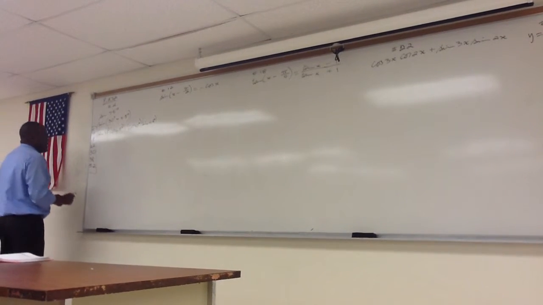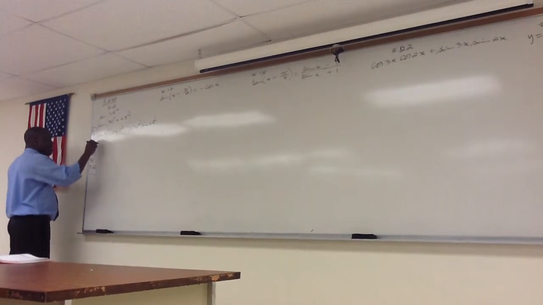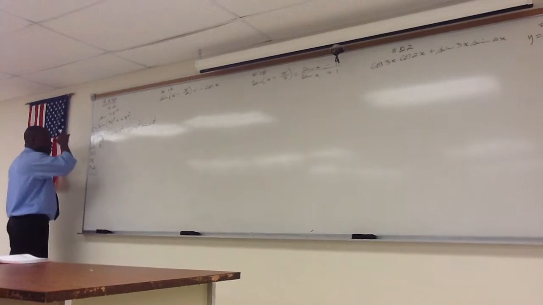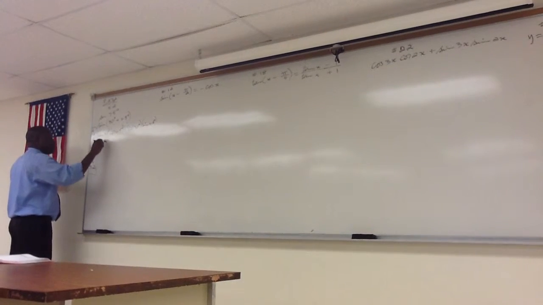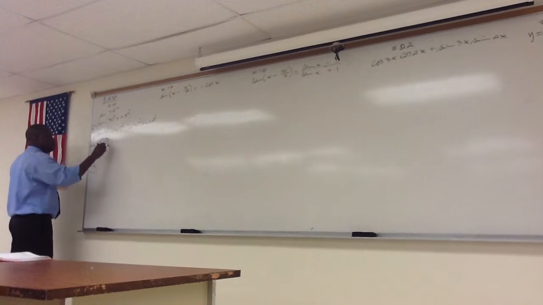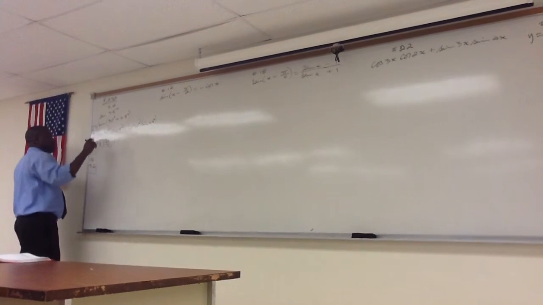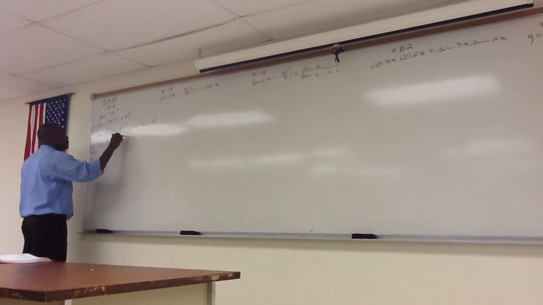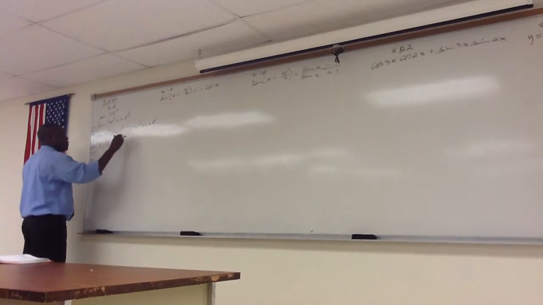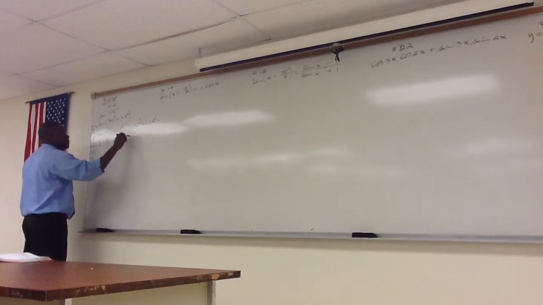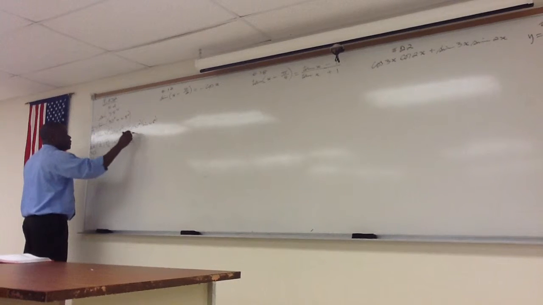Sine of 30 degrees, what? Anybody? 1/2. Cosine of 45 is what? Square root of 2 over 2. Cosine of 30 is what? Square root of 3 over 2. Good job. Sine of 45? Square root of 2 over 2.